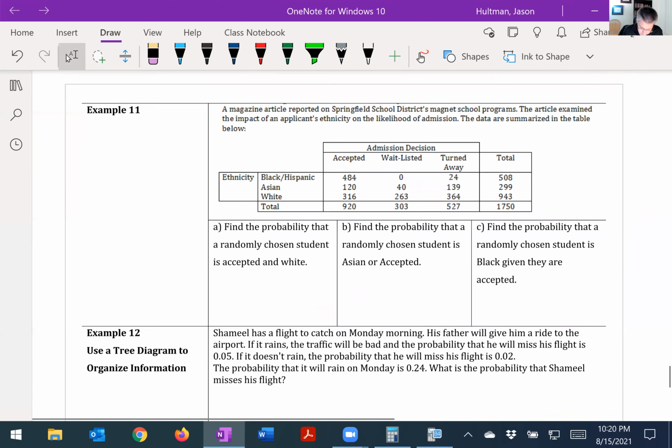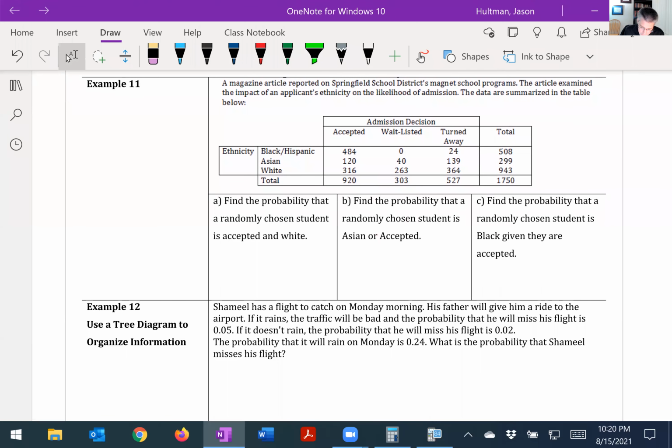Okay, number 11. A magazine article reported on Springfield School District magnet school programs. The article examined the impact of applicants' ethnicity on the likelihood of admission. The data are summarized in the table below. Okay. A, find the probability that a randomly chosen student is accepted and white.